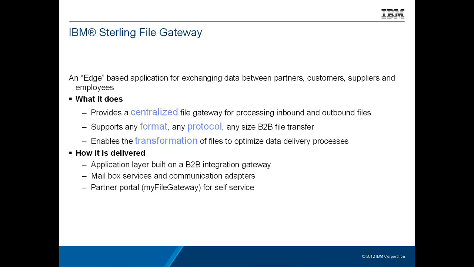So it has the adapter capabilities built in within Sterling File Gateway, with which it can connect to a remote SFTP server and pull in information as well. How does it deliver all these things? It has, as I said, a set of communication adapters.